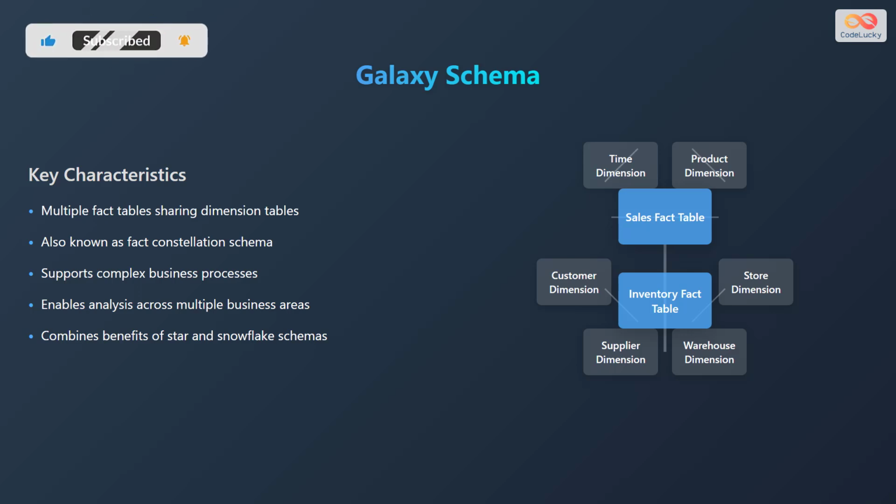The diagram shows two fact tables, sales fact table and inventory fact table, sharing multiple dimension tables like time dimension, product dimension, customer dimension, and store dimension.